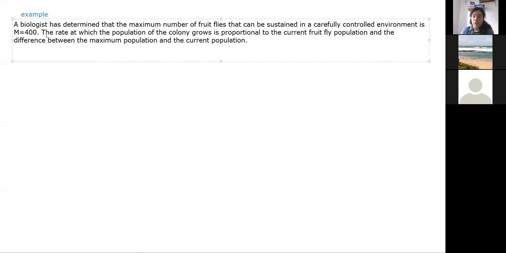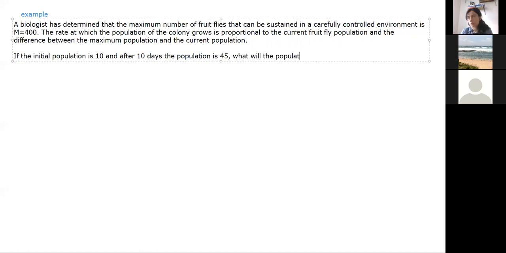The question is the following. If the initial population is 10, and after 10 days, the population is 45, what will the population be after 20 days?